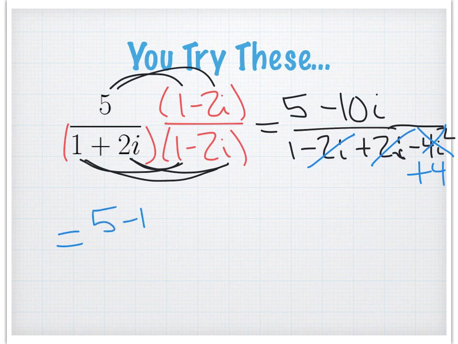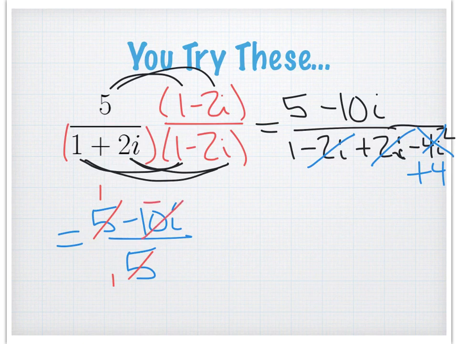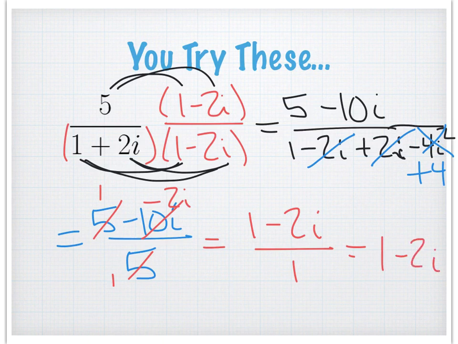We have 5 minus 10i over 5. And if you're saying, oh, we're not done because these are all divisible by 5, you are right. 5 goes into 5 one time. 5 goes into 10i 2 times. So we have 1 minus 2i over 1, or we'll just call it 1 minus 2i.